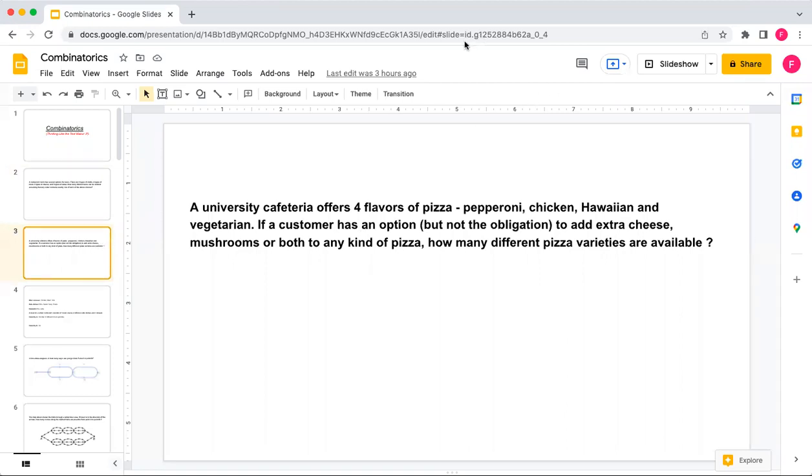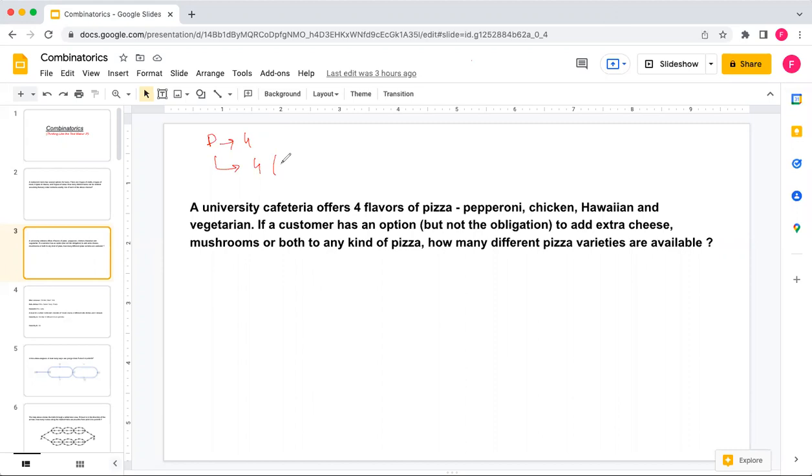Another basic question, just quickly solve this. It's again a very simple question. A university cafeteria offers 4 flavors of pizzas. So in pizza, there are 4 options available: pepperoni, chicken, Hawaiian, and vegetarian. The customer has an option, but not the obligation, to add extra cheese, mushroom, or toast to any kind of pizza. And for each pizza, there are further 4 options.